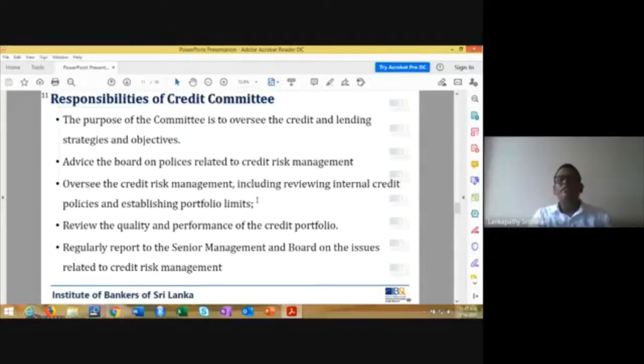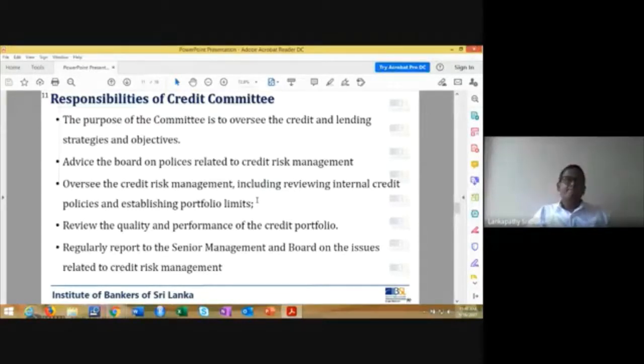This is most important, because they have to review the quality, what the NPL levels are, and what potential risk arises from the NPL portfolio. They are the people who review the quality and performance of the credit portfolio, and regularly report to the senior management and board on the issues related to credit risk management. Overall, we can say that this committee is responsible for the credit risk management of the bank.